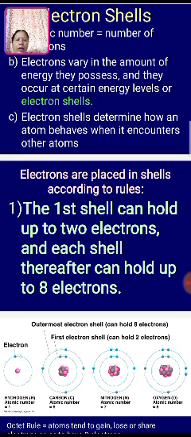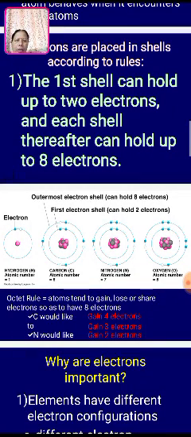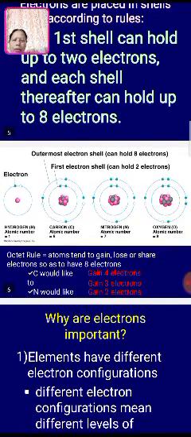Electrons are placed in the shells according to rules. The first shell, which is nearest to the nucleus, can hold up to 2 electrons, and each shell thereafter can hold up to 8 electrons. In the electronic structure shown here, the outermost electron shell can hold 8 electrons. The hydrogen atom has atomic number 1, which means there is one proton in its nucleus and one electron in its outermost shell. The diagram shows that one electron moving around its nucleus.